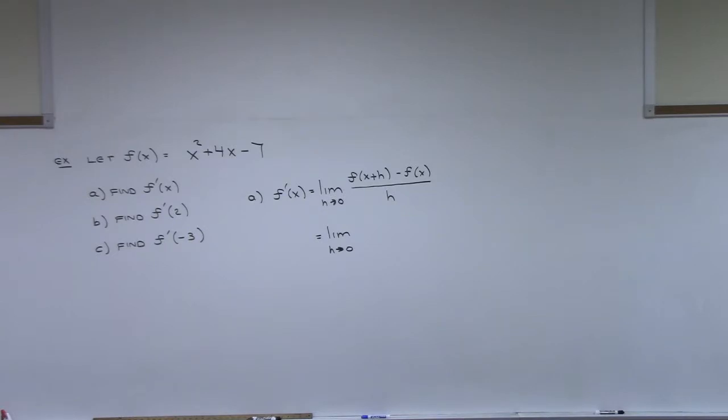Plus xh. Plus hx. And then the last one, plus h squared. There you go. Now these two are the same. You can put h squared.